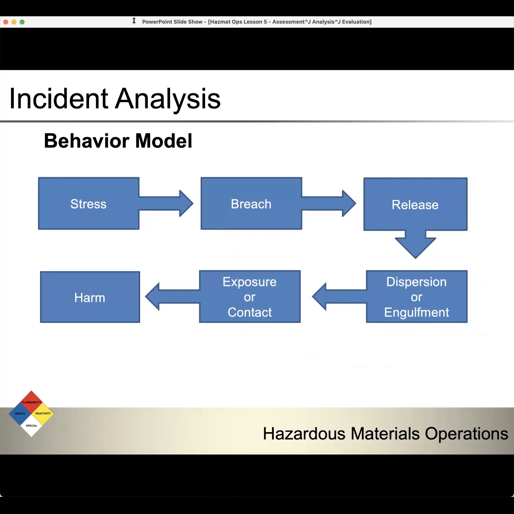So this is the behavior model of a hazardous material release. So the first thing is there is a stress on the container. It can be a thermal stress. We'll talk about that later. There's all kinds of different ones. So this is the order. It always goes in this order. There's a stress on the container, then there's a breach in the container, then there's a release of the materials, and then it's dispersed or engulfed the environment or people. There's exposure or contact with the materials, and then whatever is exposed experiences harm. It's always in that order.